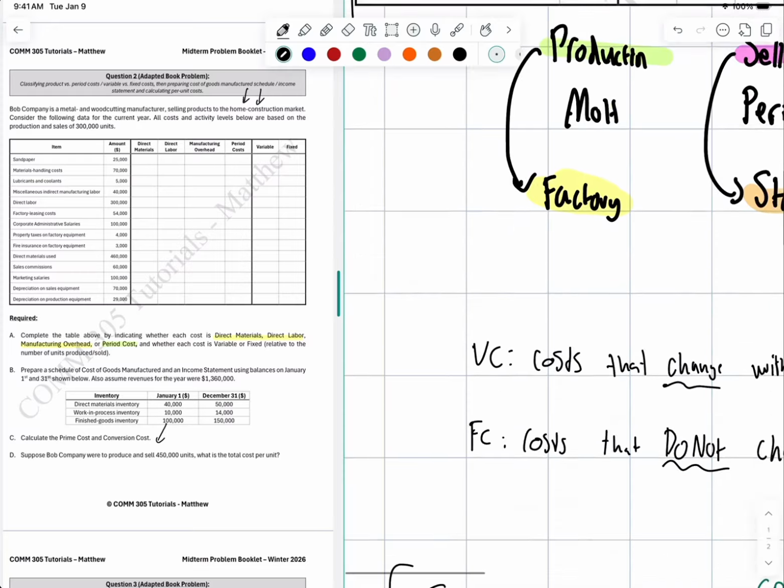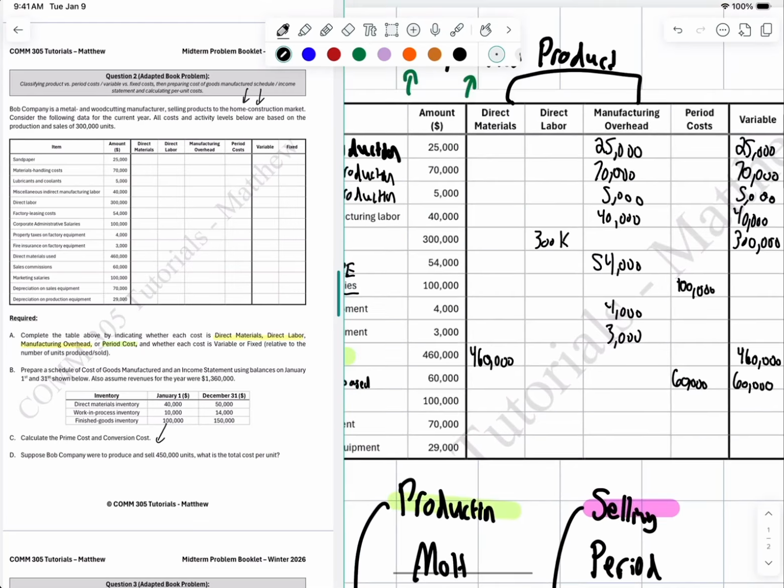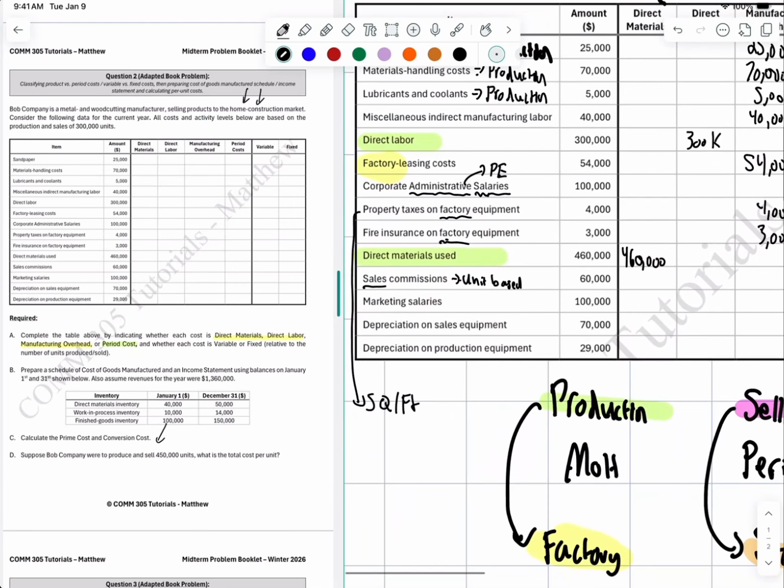So it changes on output. Remember, any variable cost is a cost that changes on output. Since the amount that you sell changes every period, it is variable. Next, marketing salaries.